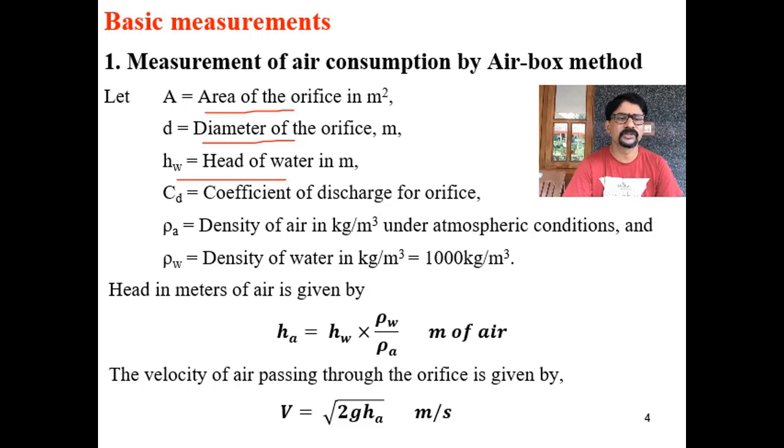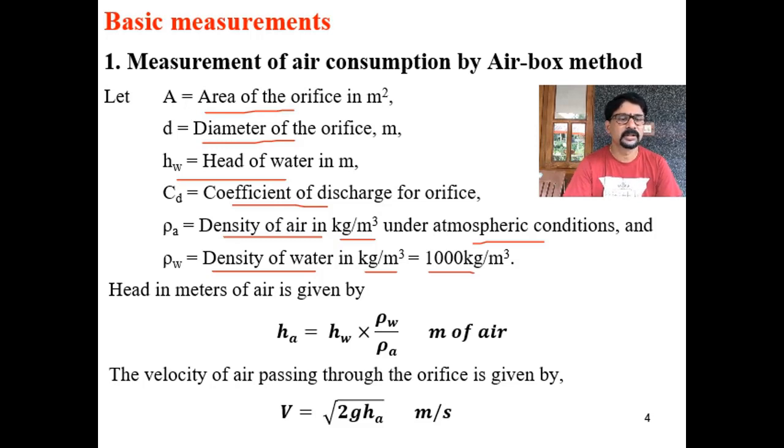And CD is the coefficient of discharge of the orifice, and if rho A is the density of air in kg per meter cube under atmospheric conditions, and rho W is the density of water in kg per meter cube, which is 1000 kg per meter cube. So rho A, that density of air, you can calculate using atmospheric condition. Mass by volume is the density, so PV is equal to MRT. You can use M by V is the density, which is nothing but P by RT.